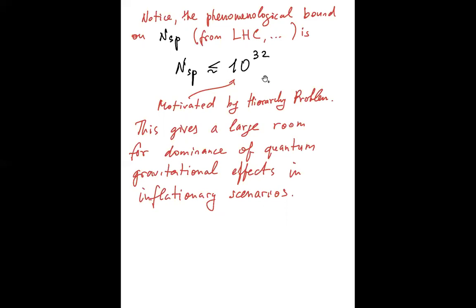Now, this number of species is highly motivated from a completely independent problem of the standard model, the so-called hierarchy problem. Because if we have this number of species, then the cutoff is naturally lowered, and that's nice. We like theories with low cutoff because that explains, that makes life.